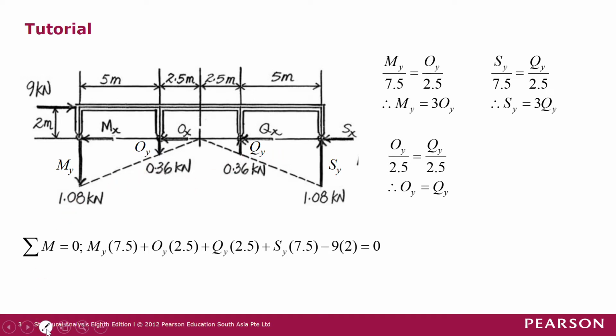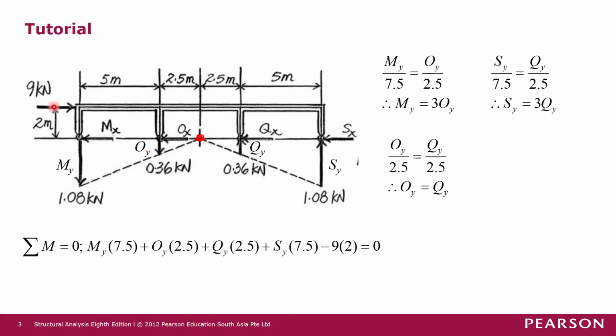First of all, we want to sum moment about the centroid of the columns over here. If we sum moment there, taking counterclockwise moment as positive, we have My times 7.5 meters, and then Oy times 2.5 meters, and then Qy times 2.5 meters, and then Sy times 7.5 meters. These are all positive moments because they are all anticlockwise moments with respect to this point.